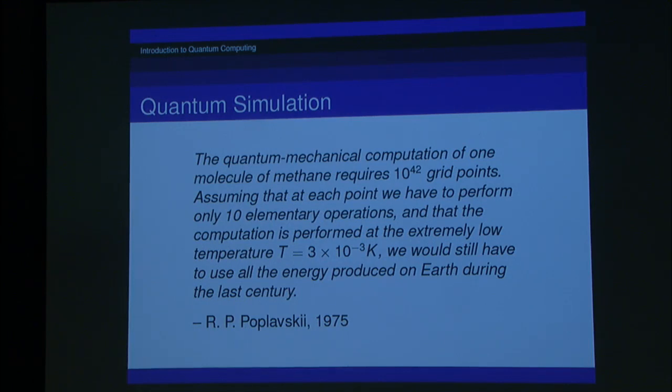So here's a quote from 1975. The quantum mechanical computation of one molecule of methane requires 10 to the 42 grid points, and assuming at each point we have to perform only 10 elementary operations, and the computation is performed at extremely low temperature, we would still have to use all the energy produced on Earth during the last century. So that's the problem of quantum simulation. The idea is, can we turn this around and use the actual quantum mechanics principles, a quantum computer, to solve a hard math problem?